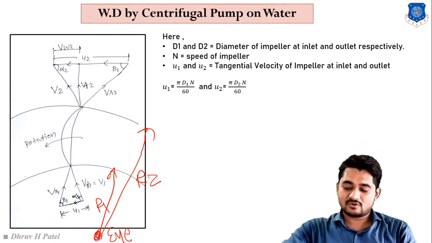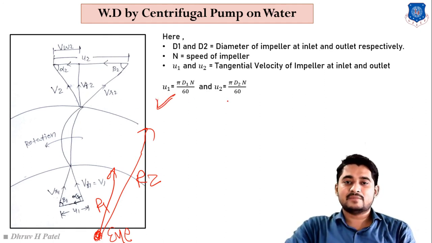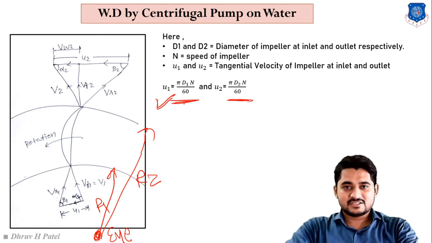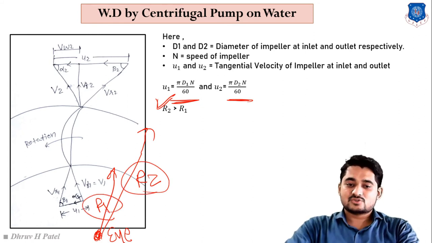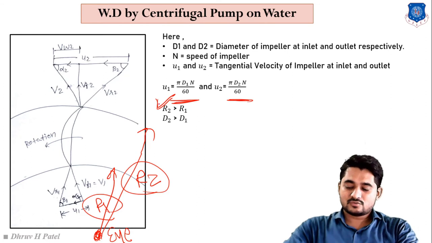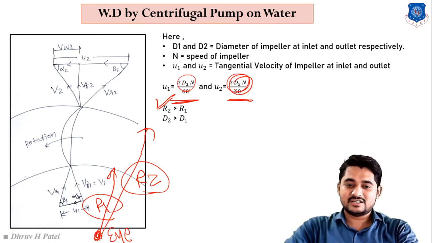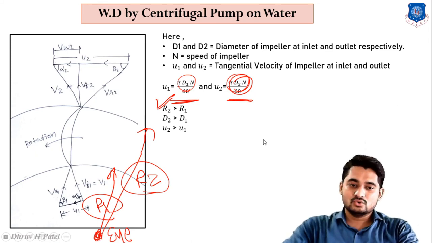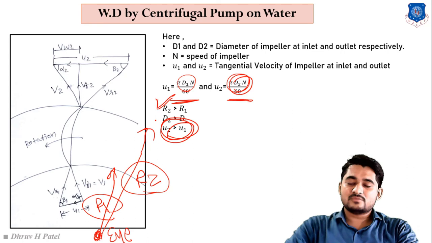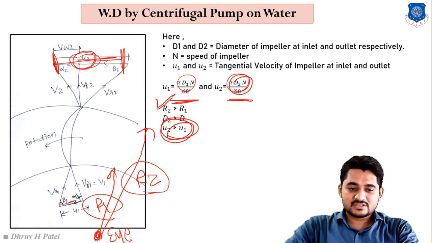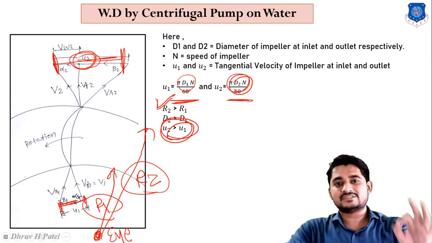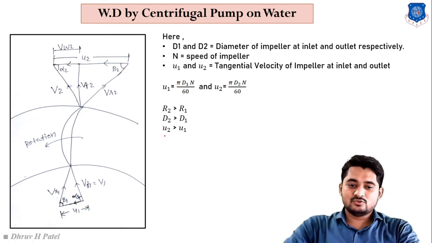U1 and U2 are the tangential velocities of the blade or impeller at inlet and outlet. From the equation we have already derived, U is equal to pi dN by 60 for the inlet side and for the outlet side respectively. But here R2 is greater than R1 from this sketch. R2 is very much greater than R1, so we can write D2 is very much greater than D1. So from these two equations, outlet velocity U2 is very much greater than U1. We can also get proof of this from the velocity triangle, that U2 is this value and U1 is this amount of value.